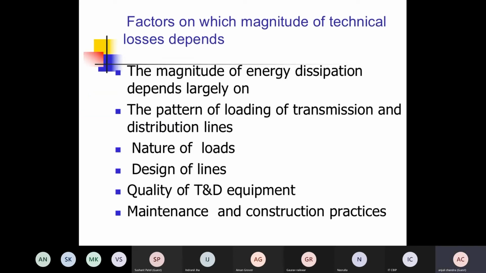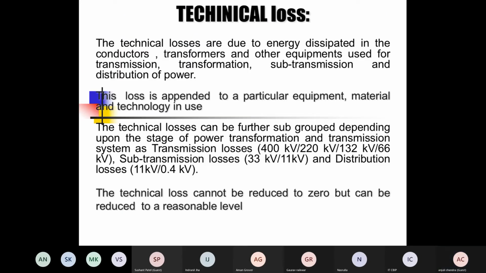The factors on which the magnitude of technical losses depends. On what factors does technical loss depend? A transformer can have, say, 10 watt, 20 watt, 30 watt. So on what factors does it depend? Can anybody tell me why the loss varies over each transformer? Supposing I have a distribution transformer of 25 kVA. Will all 25 kVA transformers all over the country have the same loss?